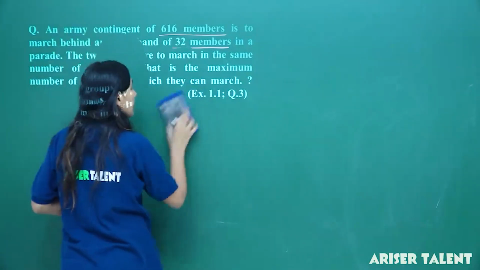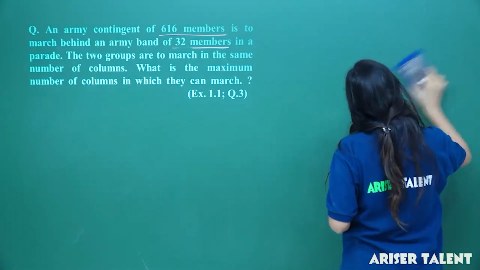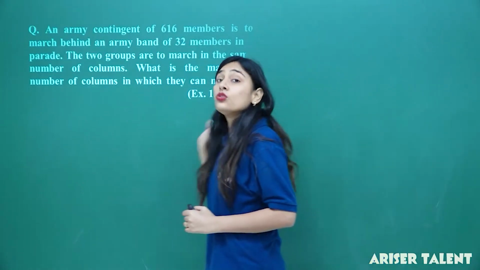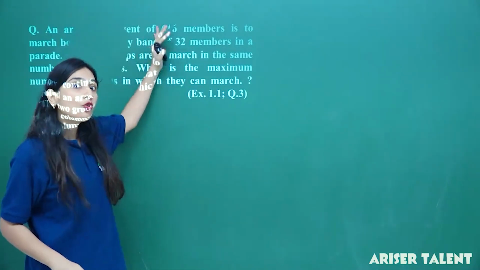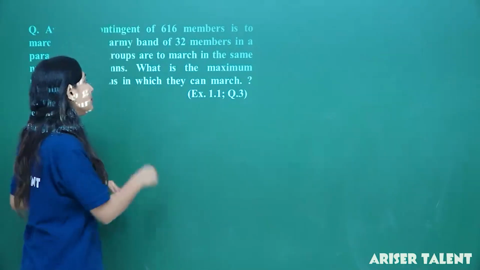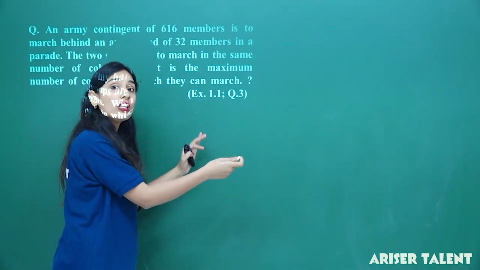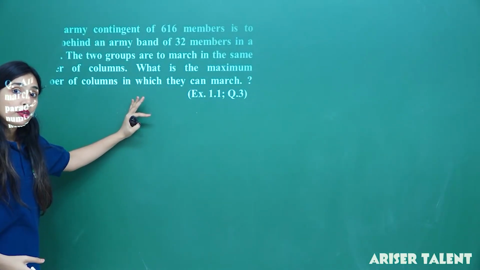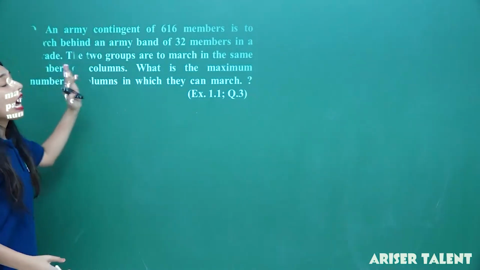Look at the question and think. Any idea about it? Okay. So, when you look at it very carefully, it is asking about nothing but the HCF of 2 numbers. When you find the HCF of 2 numbers, you can tell the maximum number of columns in which you may march them with an equal number of persons in the army contingent and the army band.